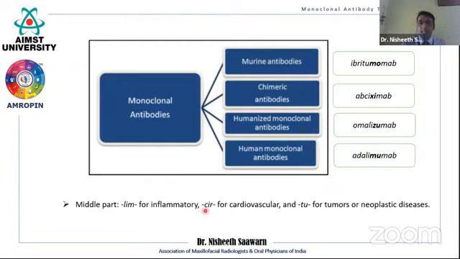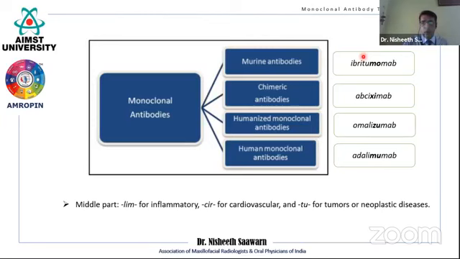Similarly, there is the word cir or ci, then it is for cardiovascular, like abciximab. It is made for cardiovascular disorders. Or when there is the word tu, that is made for tumors or neoplastic diseases, like ibritumomab. This drug has been made from a murine antibody, and it is made against neoplastic disorders.